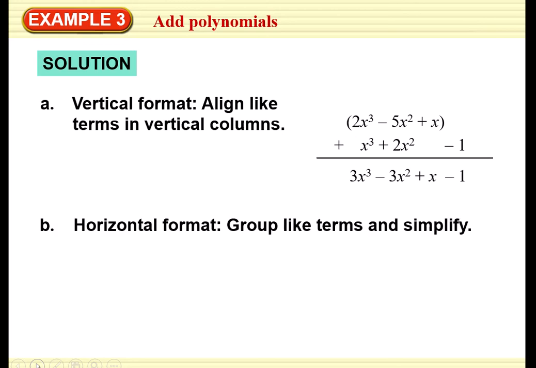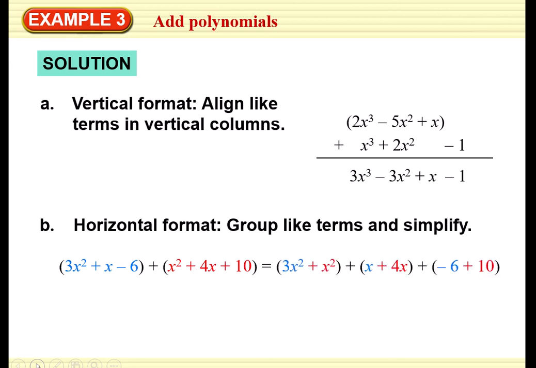A horizontal format allows you to group terms and then simplify from there. So you're writing left to right instead of up to down this time. The way they write it is you can regroup it. You can put all the x squareds together, all the x's together, and then all the constants together and just add or subtract horizontally. In this case, you end up getting 3 plus 1 x squared, 4x squared, 1 plus 4x plus 5x, and a negative 6 plus 10, which gives you a plus 4.